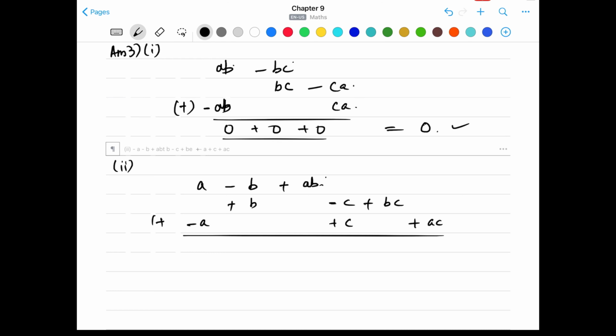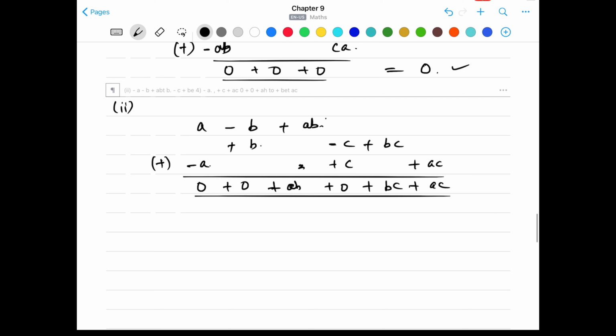So when you add this term, plus A and minus A will give us 0. Then again minus B and plus B will again give us 0. Then we have AB. We don't have an AB term in the second expression, nor in the third expression, so this will give us plus AB. Then again minus C and plus C will be cancelled out, so we'll get 0 here, and this plus BC and plus AC. Hence the final result for this one is AB plus BC plus AC. That's our answer for this one.